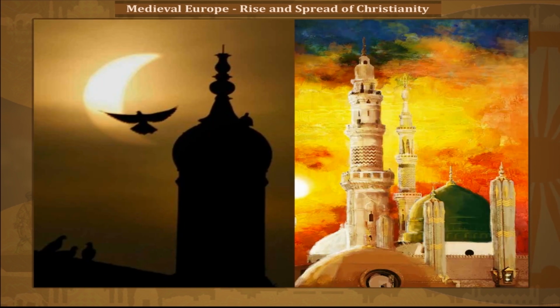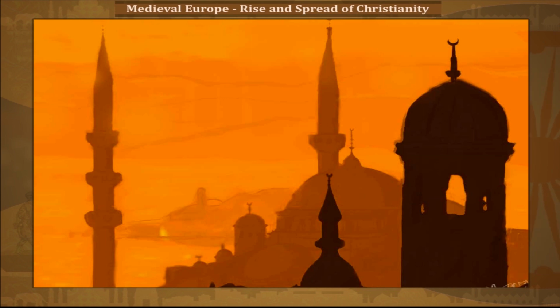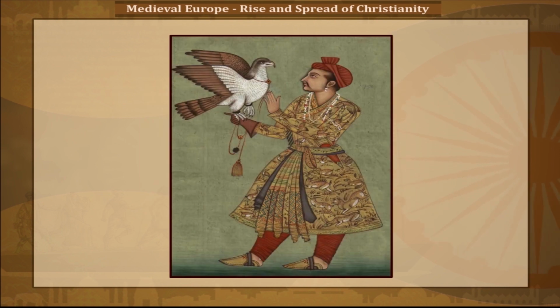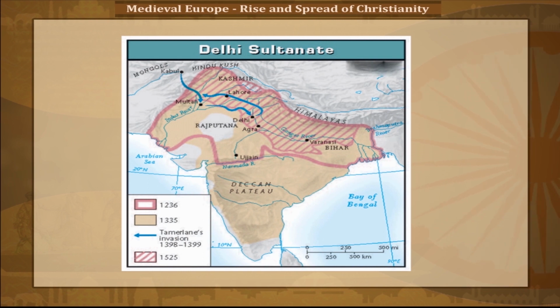In the later medieval period, there were a number of invasions by Muslim conquerors from Central Asia. Among the invaders were Turks, Afghans and the Mughals. The defeat of the Rajputs at the hand of Muhammad Ghori brought India under the rule of slave dynasty. After the fall of slave dynasty, the Khiljis, Tughlaqs and Lodhis came to power. The combined period of these dynasties is known as Delhi Sultanate.